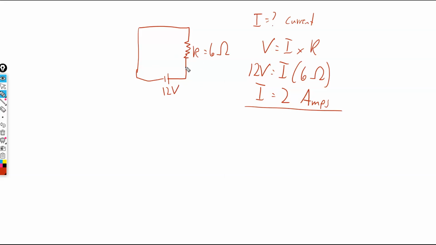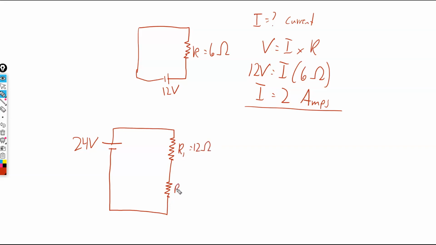Well, let's look at a series circuit now where we have more than one resistor. So let's say we have a battery again. But now I have one resistor and two resistors in this circuit. Say the battery is now 24 volts. This resistor, let's call it R1, is equal to 12 ohms. Let's call this R2. That's equal to 6 ohms.